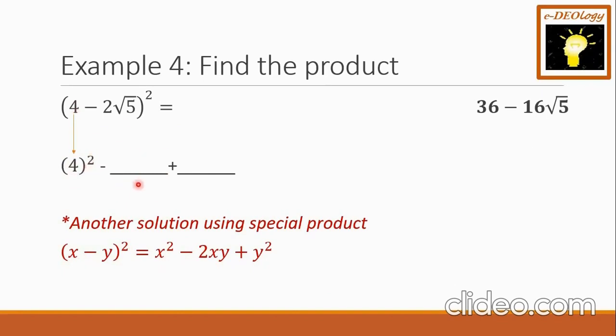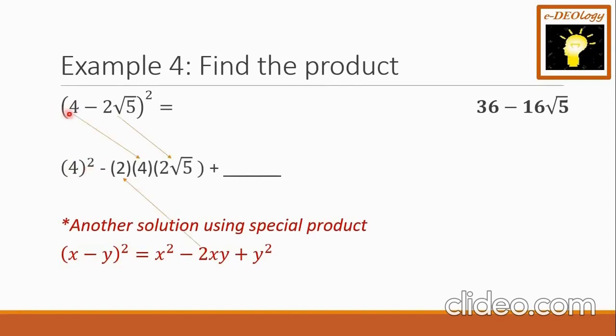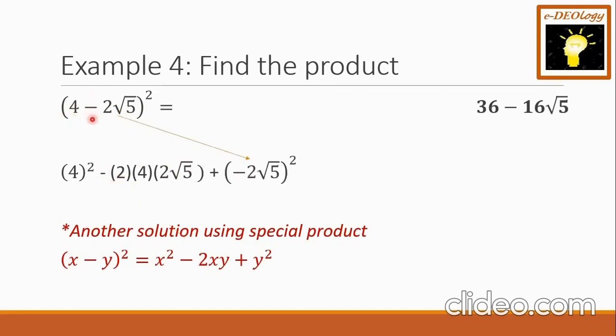Then for the second blank, I put these two terms here, the 4, and also this negative 2 square root of 5. So you see here the 2 square root of 5, the negative sign is already here. And then this number 2 here is a constant that we should always place. And the third blank is for this term negative 2 square root of 5, and we will put the power 2. So we were able to place all the necessary values.